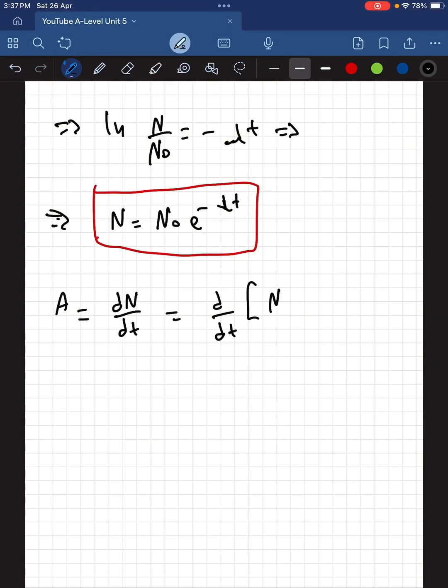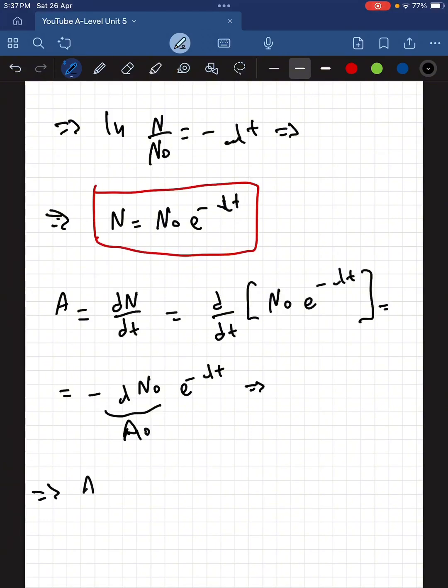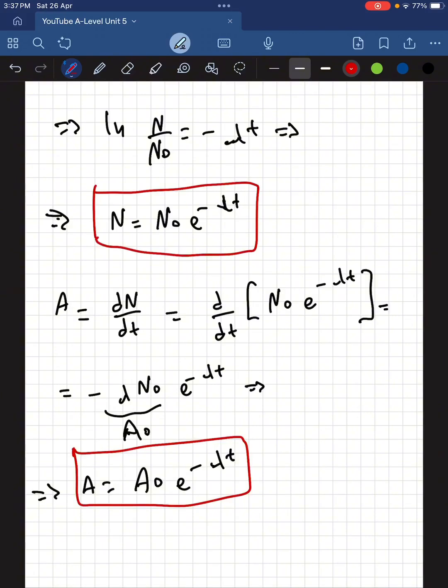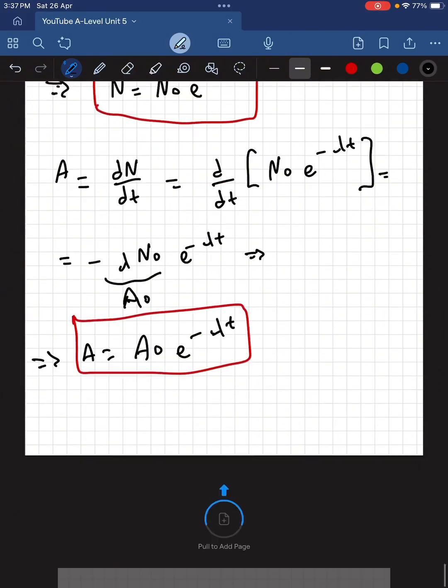So we have d over dt of N naught e to the minus lambda t. And then we see that we get, what do we get? Minus lambda N naught e to the minus lambda t. And we can define this as the activity at time 0, A naught. So we see that activity is also following the radioactive decay law, okay? So whatever is true about the number of nuclei is true about the rate with which the nuclei decay, okay?